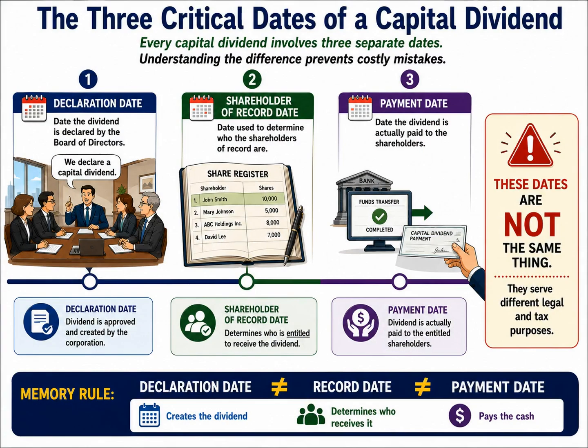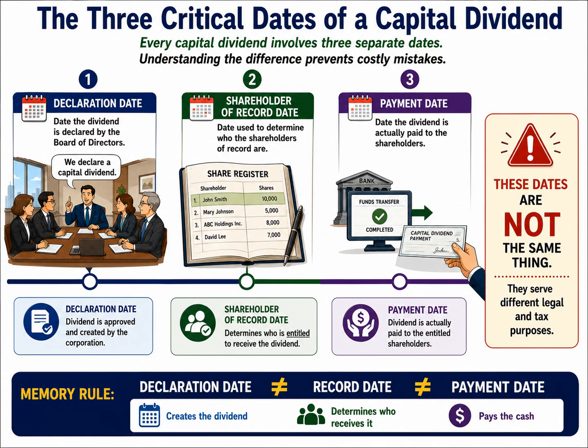When corporations pay a capital dividend, many people assume there is only one important date. But in reality, there are 3 different dates, and each serves a different legal and tax purpose. Understanding the distinction between these dates is essential because confusion can lead to mistakes about who is actually entitled to receive the dividend. Let's start with the first date, the declaration date.